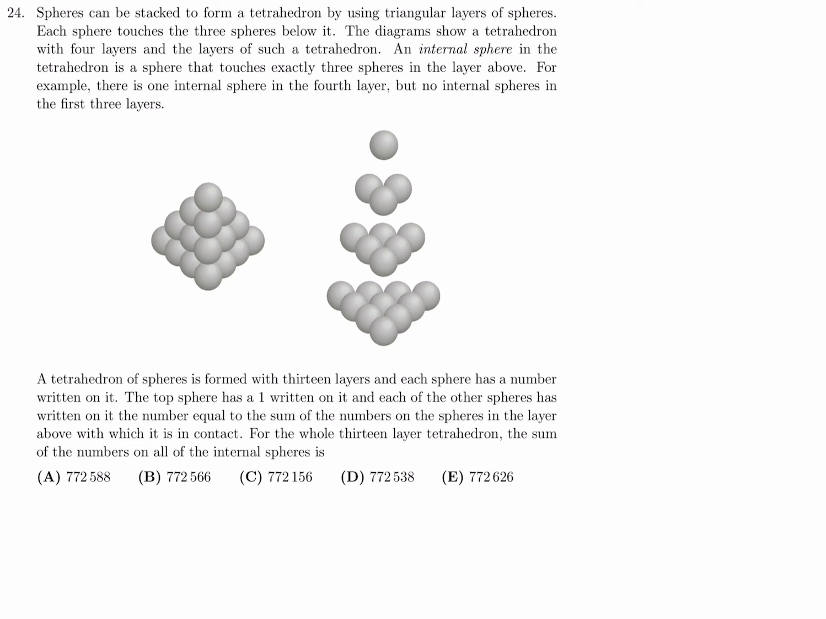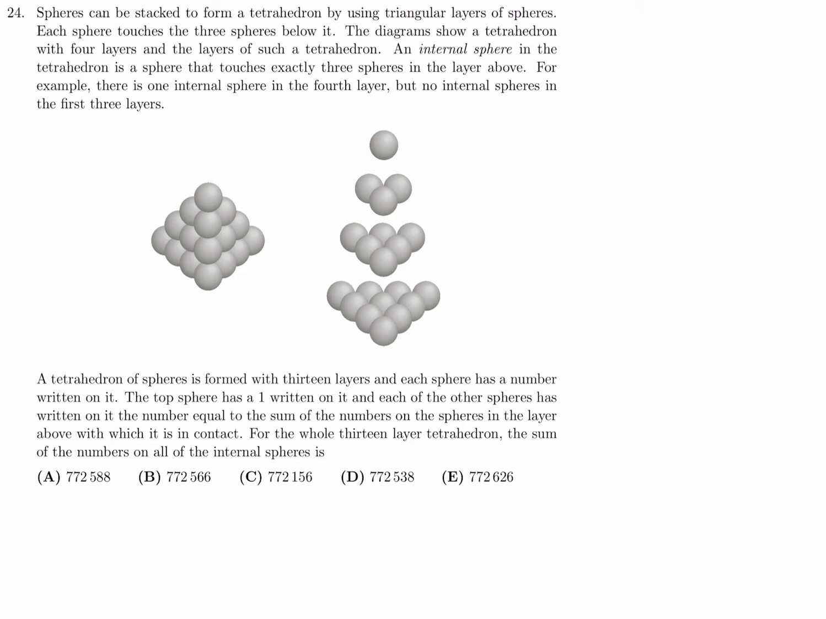A tetrahedron of spheres is formed with 13 layers, and each sphere has a number written on it. The top sphere has a 1 written on it, and each of the other spheres has written on it the number equal to the sum of the numbers on the spheres in the layer above with which it is in contact. For the whole 13-layer tetrahedron, the sum of the numbers on all of the internal spheres is?